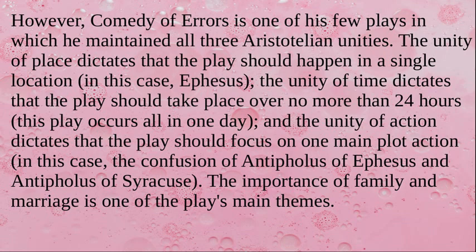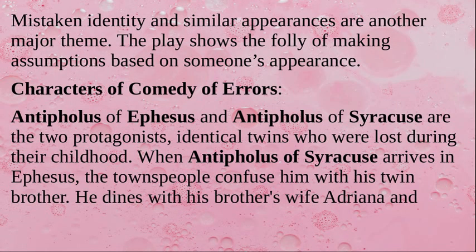This play occurs all in one day, and the unity of action dictates that the play should focus on one main plot action, in this case the confusion of Antipholus of Ephesus and Antipholus of Syracuse. The importance of family and marriage is one of the play's main themes. Mistaken identity and similar appearances are another major theme. The play shows the folly of making assumptions based on someone's appearance.